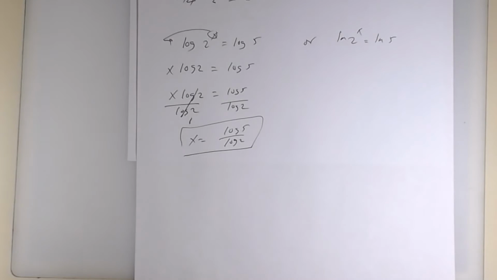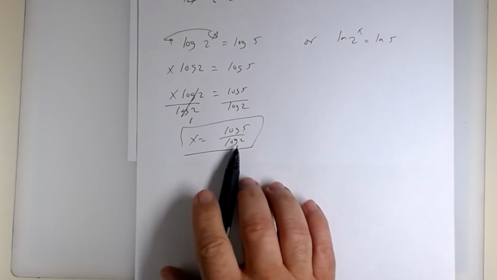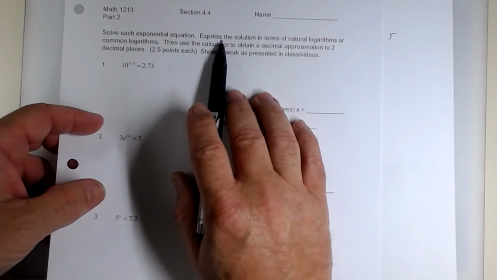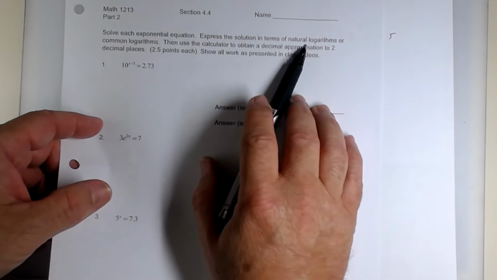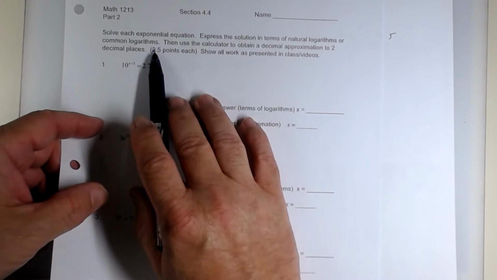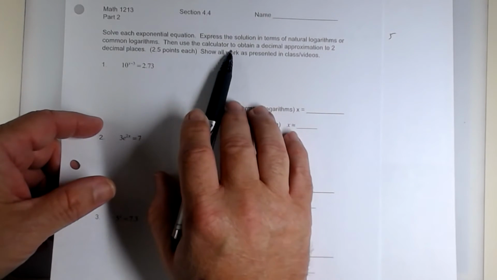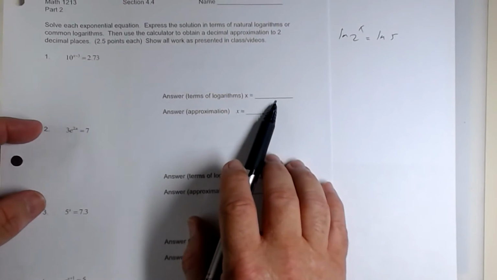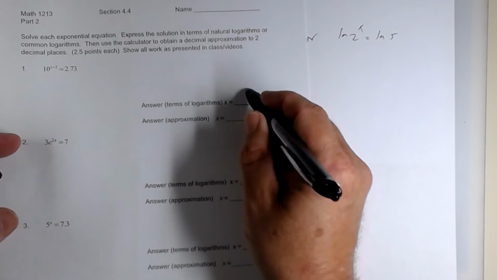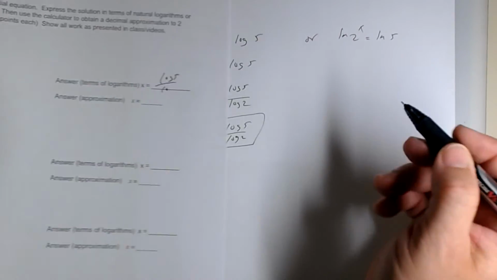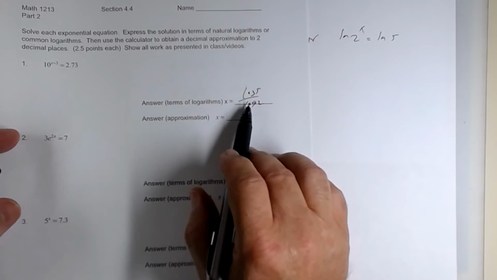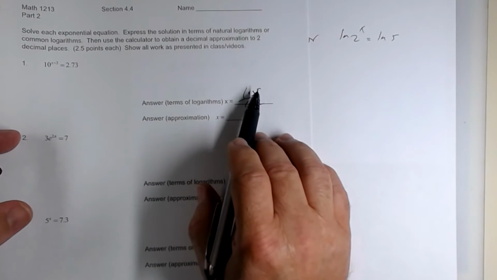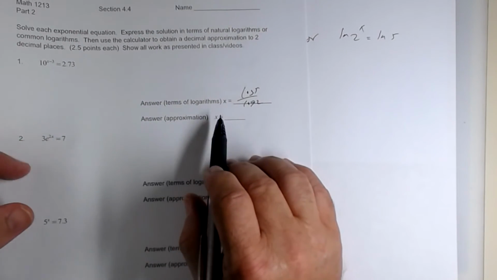Okay, now, you see this right here? That's what you're going to put here. See in the directions it says, express the solution in terms of natural logarithm or common logarithm. Then use a calculator. So right here, see where it says answer in terms of logarithms? You would put log 5 divided by log 2. When you get x by itself in terms of logarithms, that's what goes there. You understand that, right? Okay, now the approximation goes here.